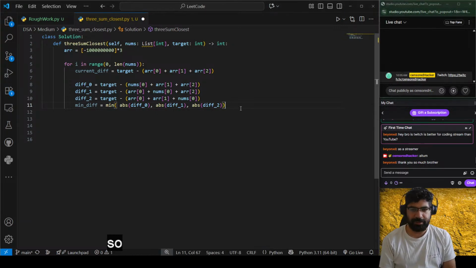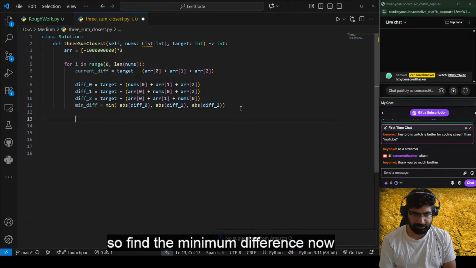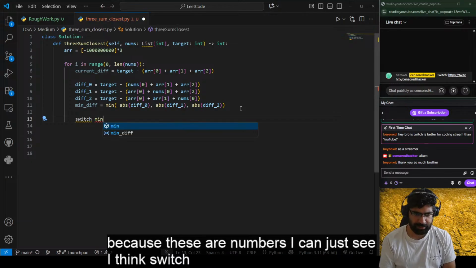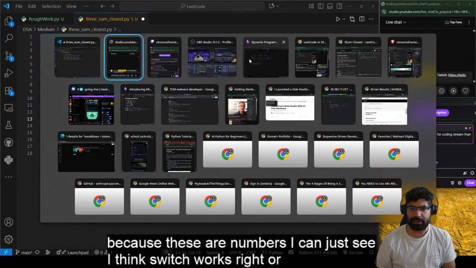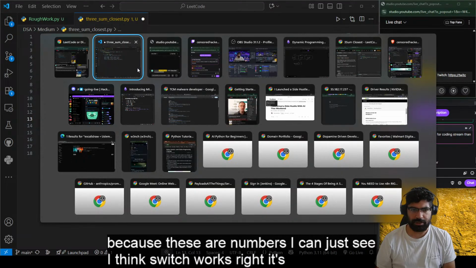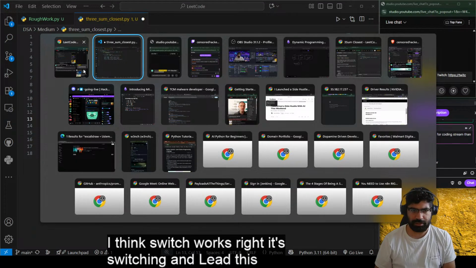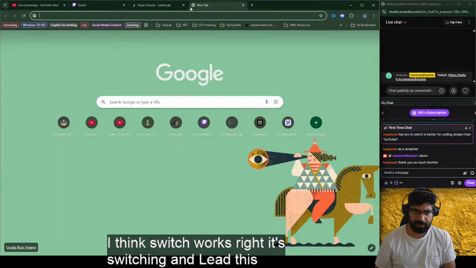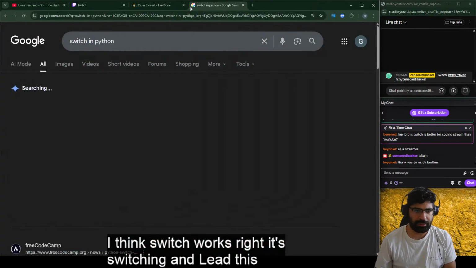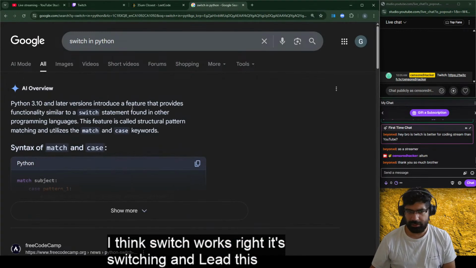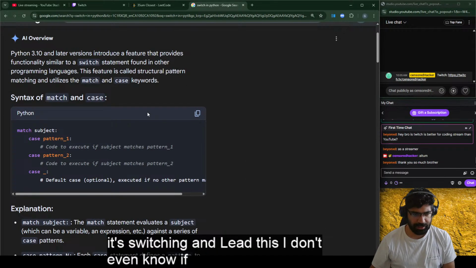So find the minimum difference now. Because these are numbers, I can just use, I think switch works, right? Or no, I'm not sure. Is switch a thing in Python? I don't even know if it's switch, match and case. Okay.